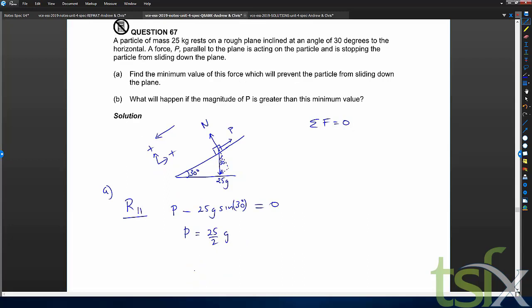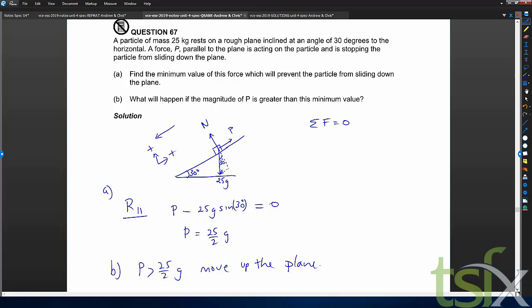Now, part B. What will happen if the magnitude of P is greater than this minimum value? It'll move up the plane. So, P is greater than 25 on 2 G. It's going to move up the plane because the force will be larger.